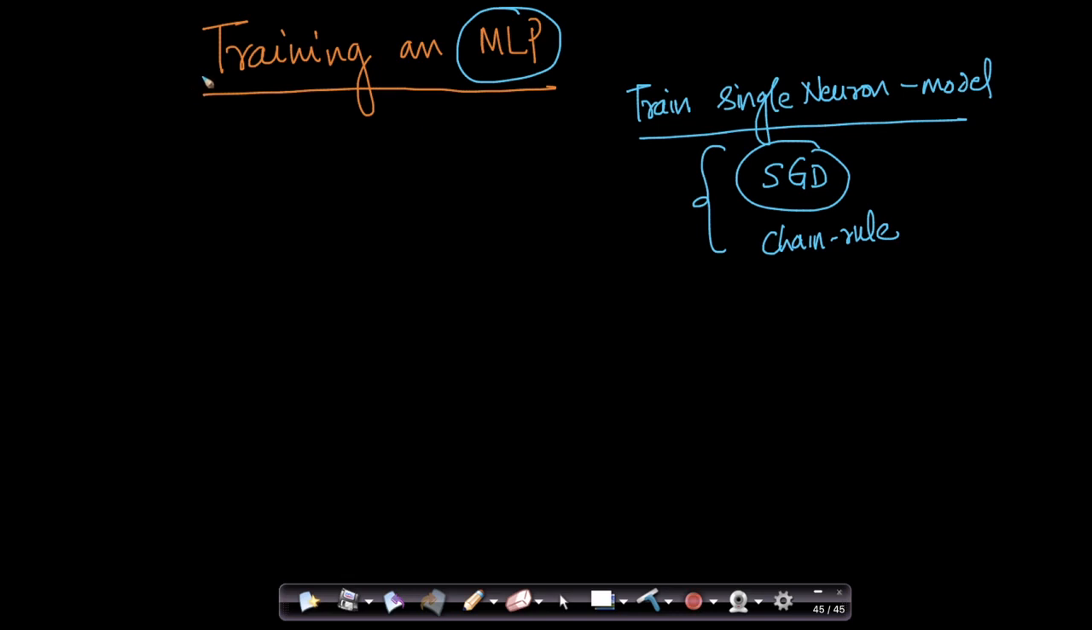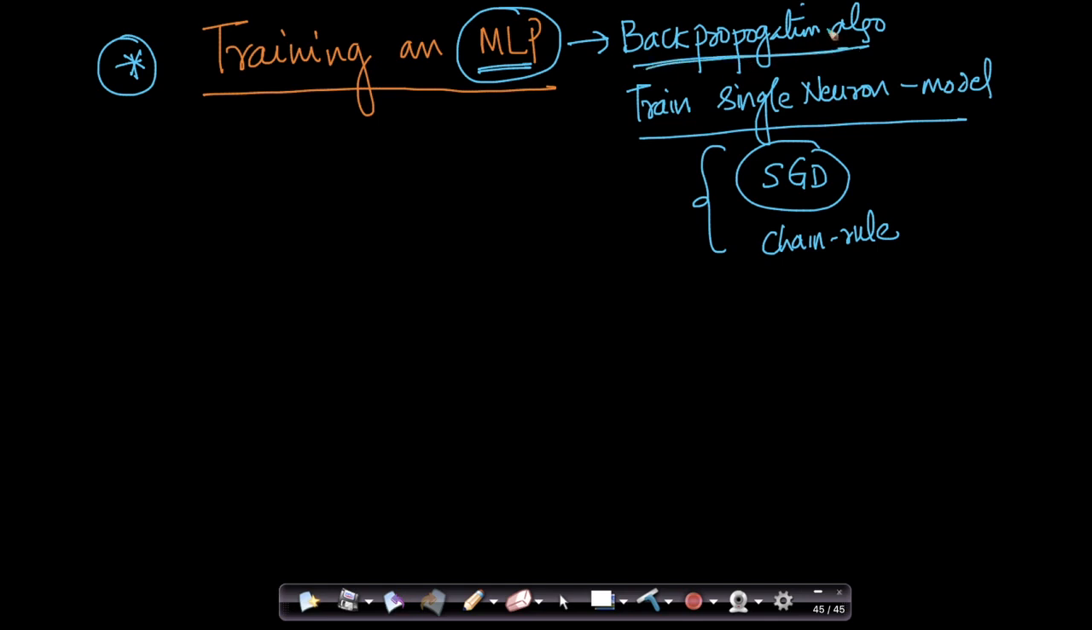This video and the next couple of videos are probably the most important videos in the whole of deep learning. Because in them, we will learn how to train a multi-layered perceptron, which is the most important stuff. Through the next three videos, we'll learn an algorithm called the backpropagation algorithm. Don't worry about the terminology.